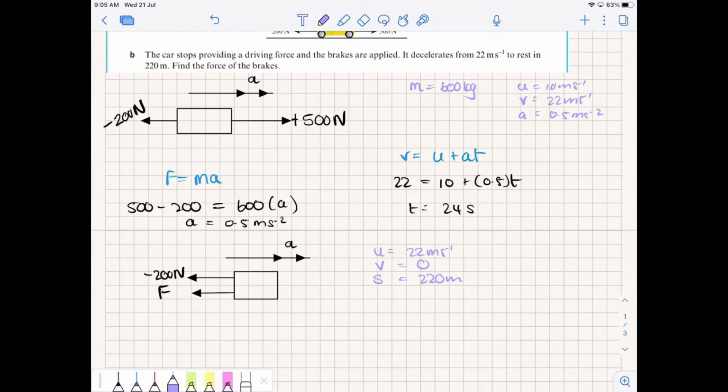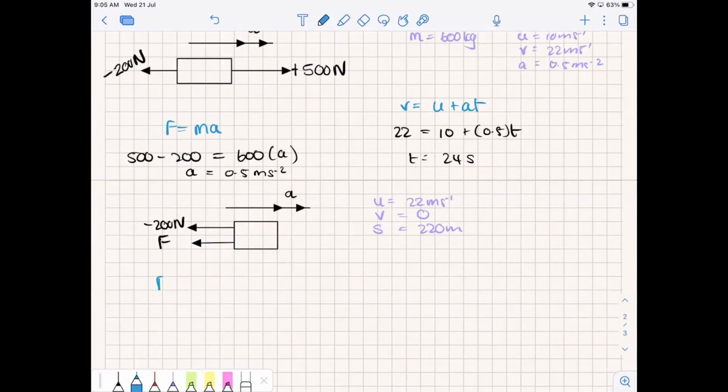I'm trying to find the time. Oh, sorry, not the time. I'm trying to find the deceleration. So I'm trying to find a. If I want to work out force, I need to use the equation force equals mass times acceleration. I have the mass of the car. I don't know its deceleration yet, so I need to work that out.